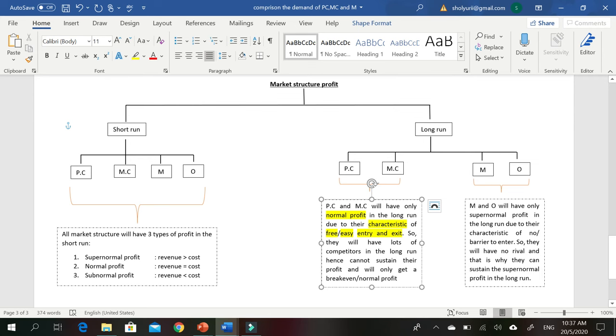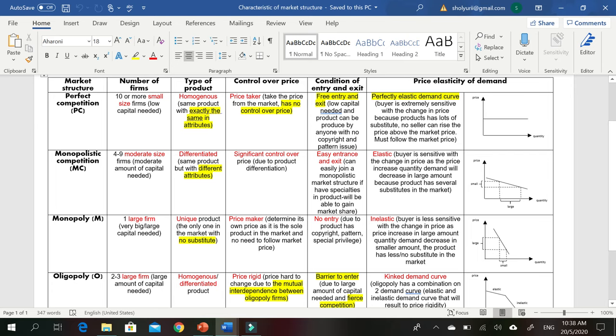While for monopoly and oligopoly, okay, they will only have super normal profit. Maksudnya dia akan untung sahaja in the long run. Tak akan rugi pun. Masa short run, dia akan ada tiga jenis profit kan, untuk monopoli dan oligopoli. Tapi in the long run, they will only have super normal profit. Dia akan untung sahaja. Itu kelebihan monopoli and oligopoli. Why? Because characteristic of no entry is for monopoli. Barrier to enter is for oligopoly. Tengok balik karakteristik kalau you tak ingat.